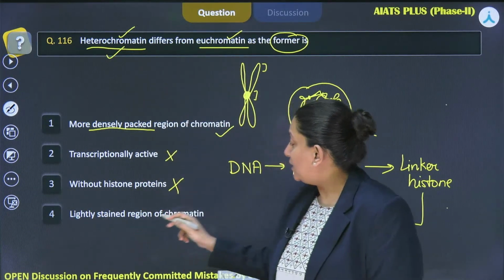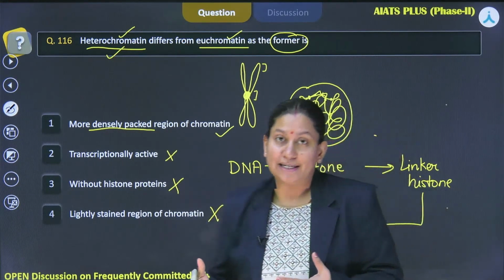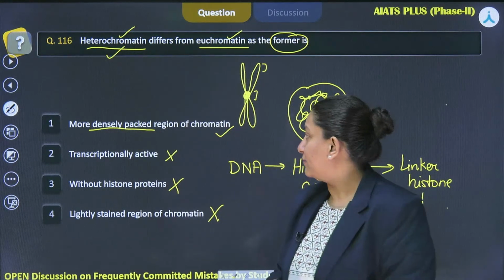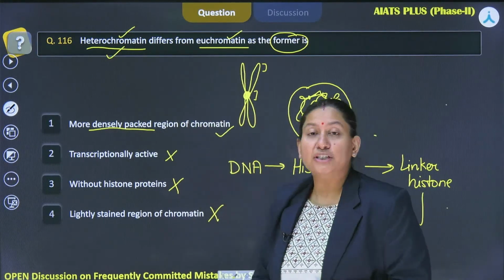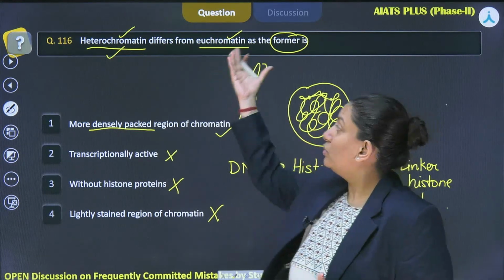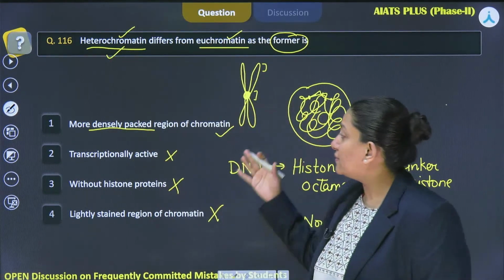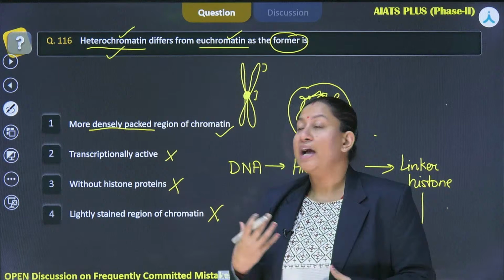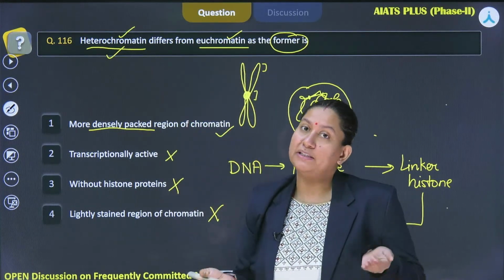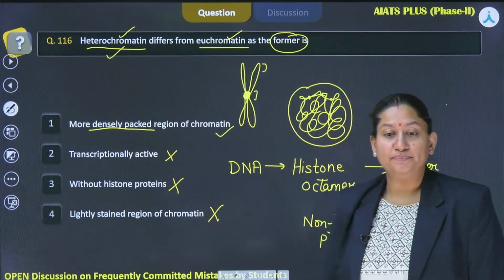Then lightly stained region of chromatin. Again, as I have told you, euchromatin is the lightly stained region. Heterochromatin is the darkly stained region of chromatin, right? So this is how we could differentiate between heterochromatin and euchromatin. This question could turn out to ask you about the features of euchromatin also, right? So this is an important question which you have to study with respect to the differentiating analysis between these two types of chromatin, right? I hope this is clear to everyone.